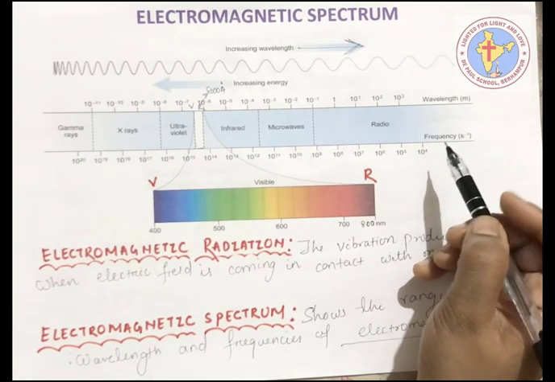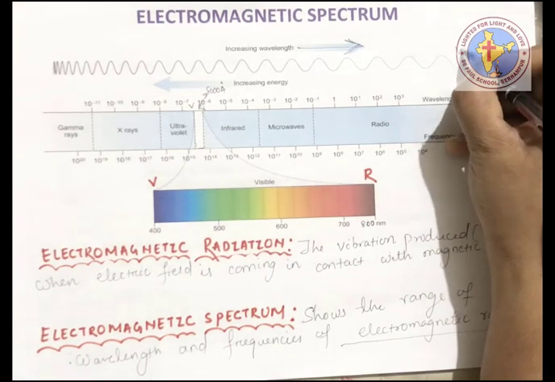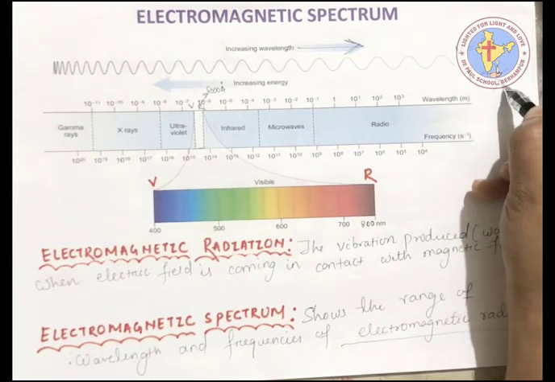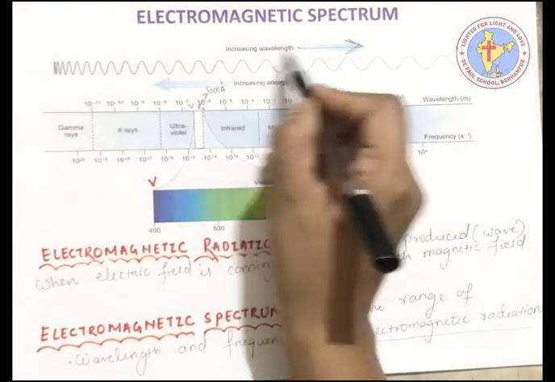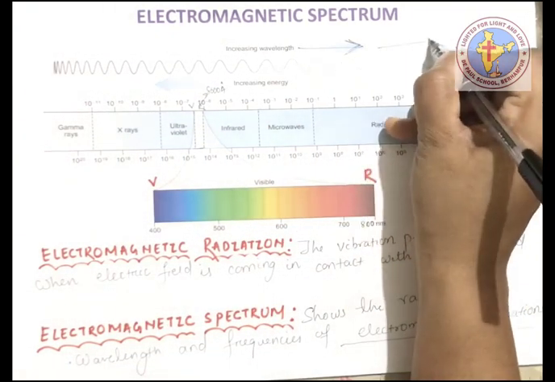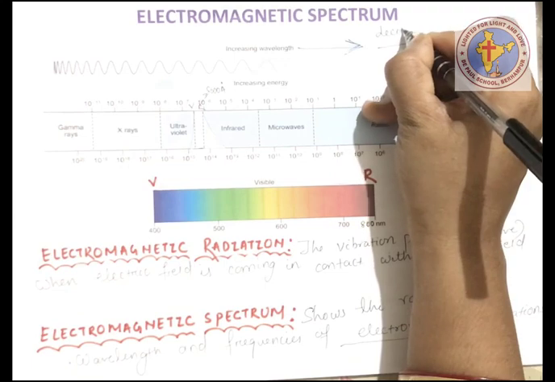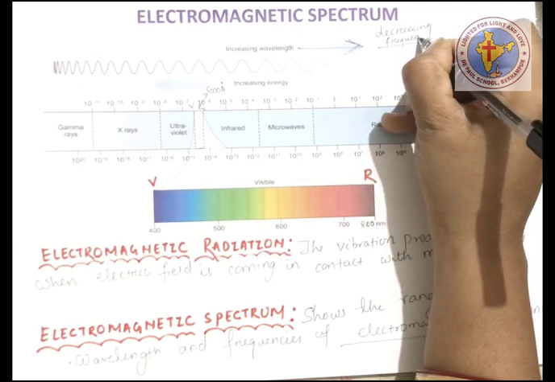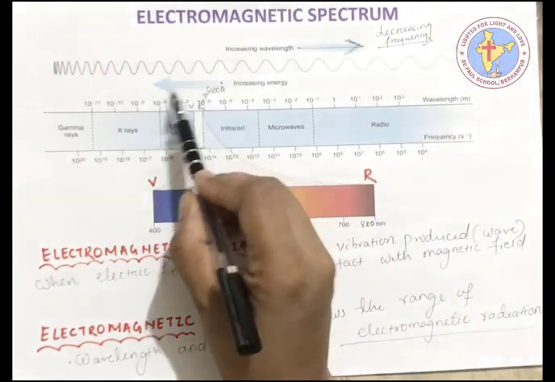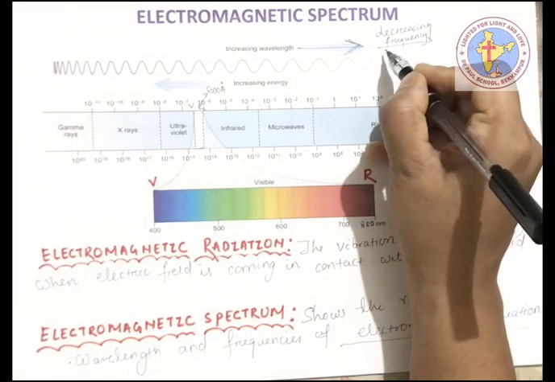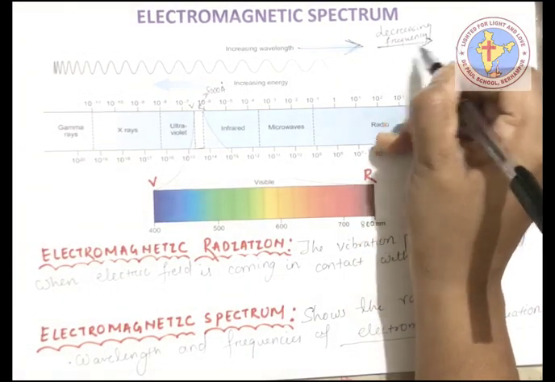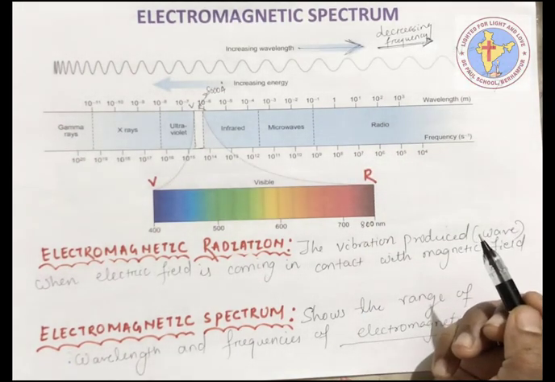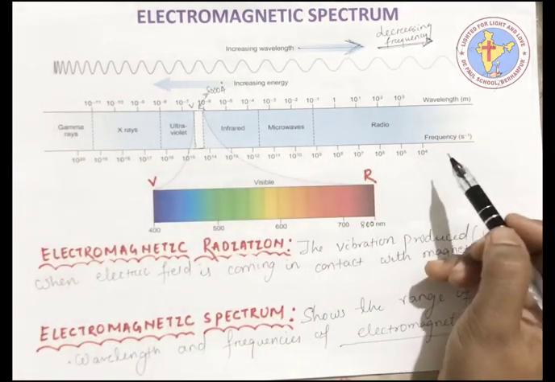But what happens to the frequency? You know that we are having the formula v is equal to f lambda, or f is equal to v by lambda. So how are frequency and lambda related to each other? Inversely. So here wavelength increases, but frequency decreases. This is your arrow mark: decreasing frequency.